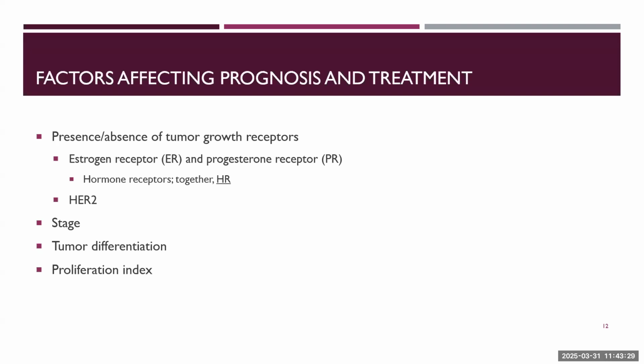And we also have HER2 as well. We're also going to be looking at stage, whether they're early stage or advanced stage with metastatic disease, their tumor differentiation, and the proliferation index, which is gone through the Ki-67, just looking at how rapidly those cells are dividing.